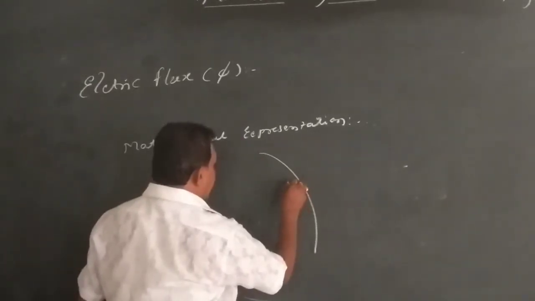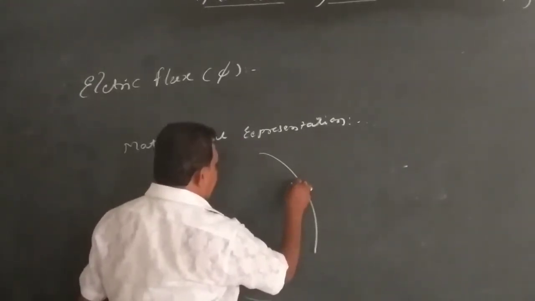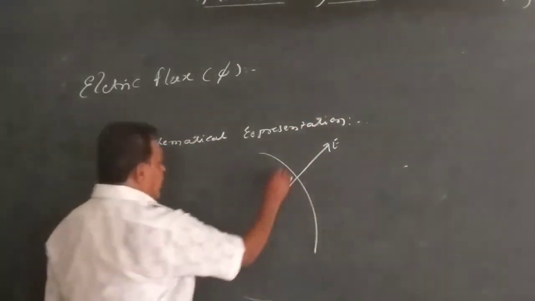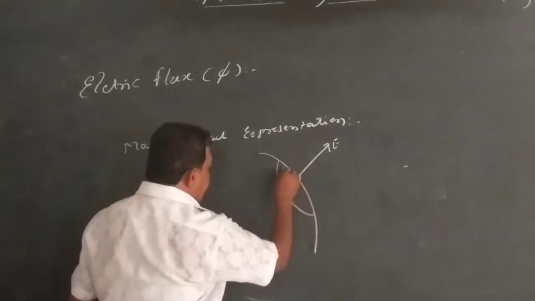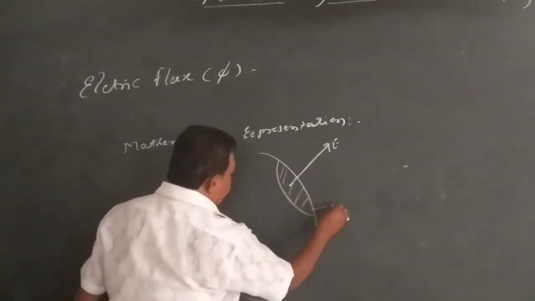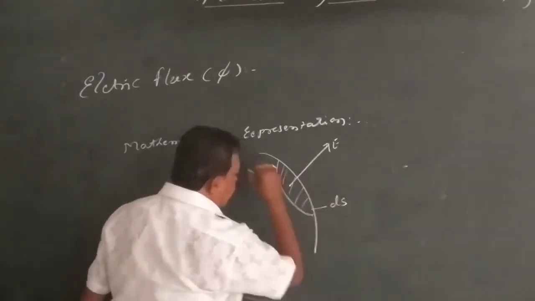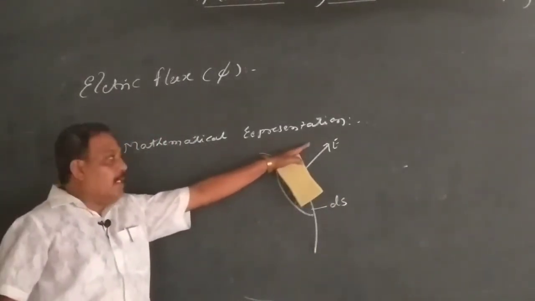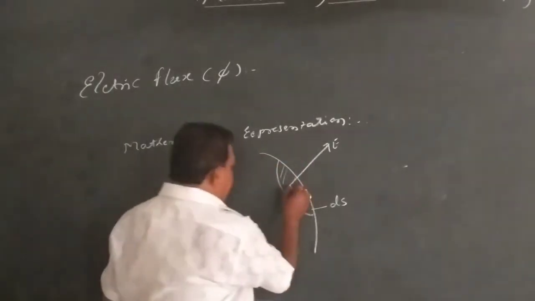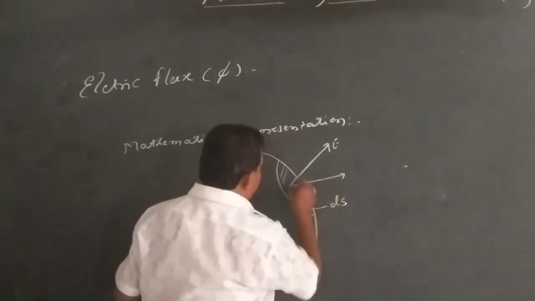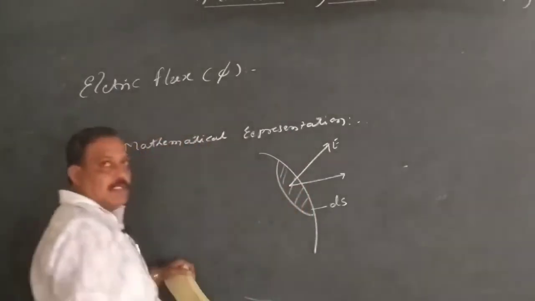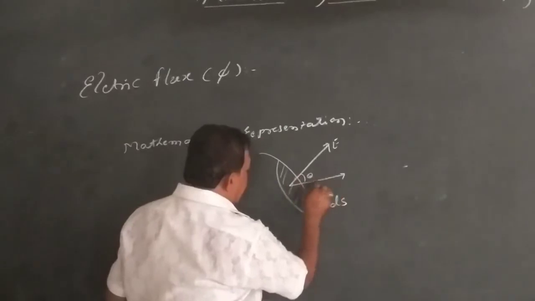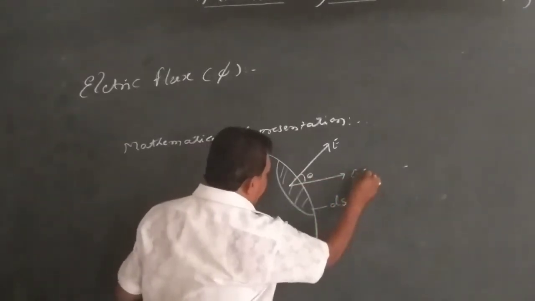Now this is nothing but the electric field E. Now this is the small surface, I take ds. Total surface area is S, small surface area is ds. I resolve this resultant electric field E into two components. One is the horizontal component, another one is the vertical component. There will be no effect of the vertical component, so we neglect it. It makes a certain angle theta. The horizontal component along the direction of theta is E cos theta.